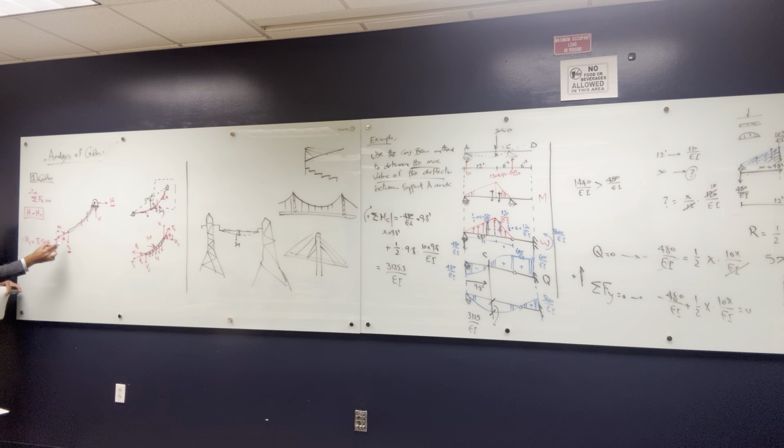T1 has a horizontal component and a vertical component. And if you know theta with the horizontal, you can get the horizontal component of the tension, which is equal to T1 cosine theta. If you want V1, it's going to be equal to T1 sine theta, right? So if I know the horizontal, you can find the tension in the cable, which is H1 over cosine theta.